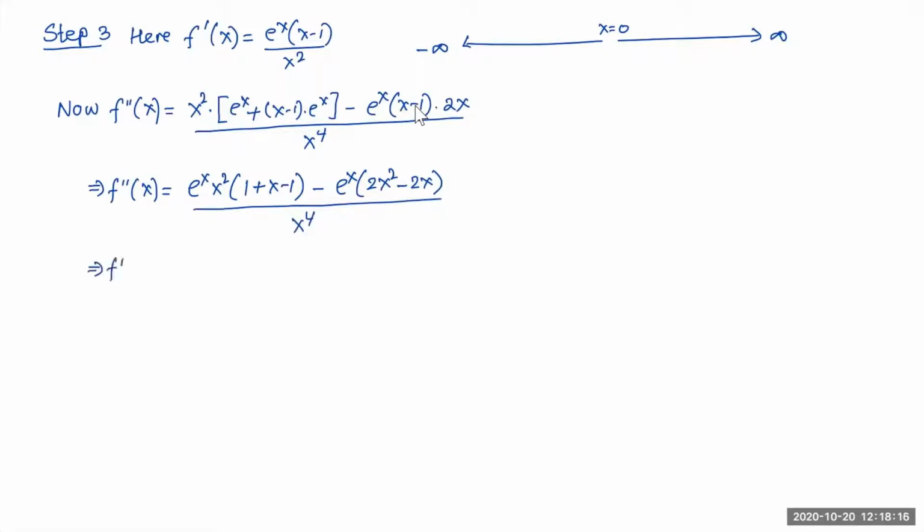Next step. Now inside the parenthesis, you can see here, there's a negative 1 and positive 1. It will get cancelled. So you have x multiplied with that. So it becomes e to the x multiplied to x cubed. And then you have a minus, you have e to the x multiplied to 2x squared minus 2x. And in the denominator, we have x to the 4.